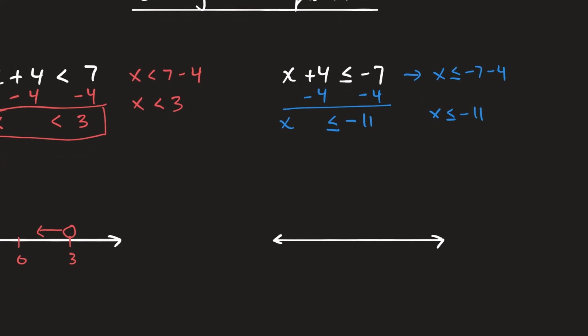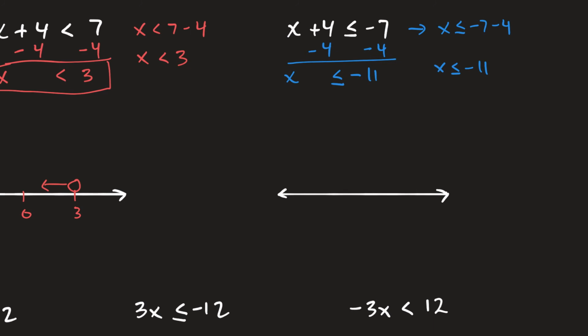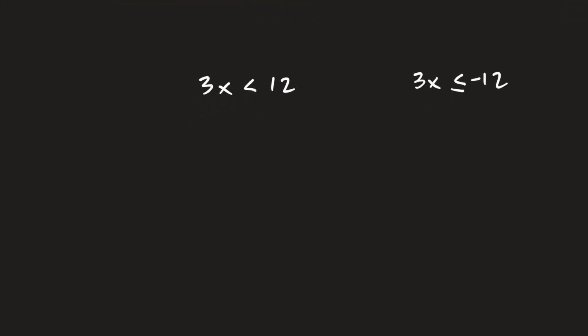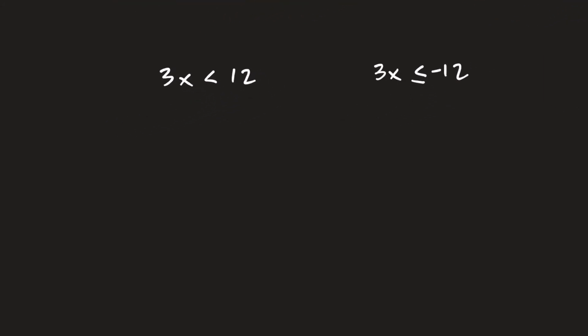And if I graph this, this would be what? 0 would be here, and negative 11 is somewhere to the left of that, and it's colored because it's less than or equal to. The numbers less than or equal to negative 11 would go in that direction, because the lesser numbers are to the left of that graphed dotted number. Okay, this is where things get a little bit interesting.